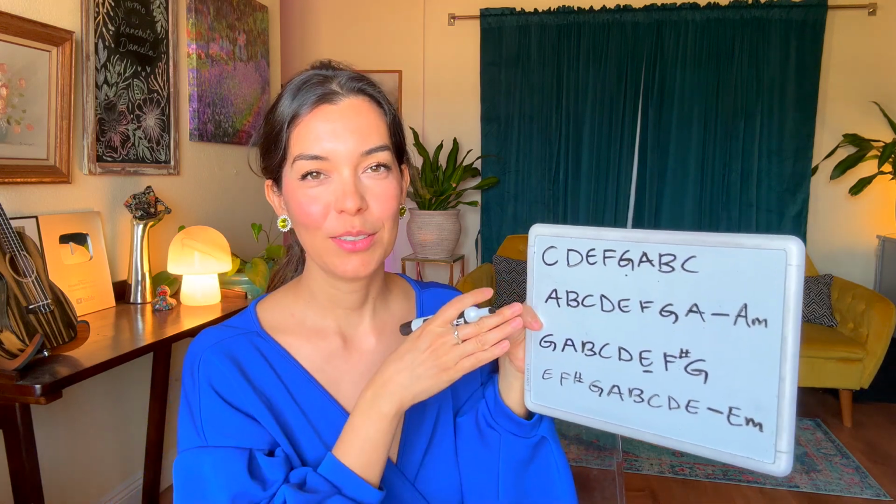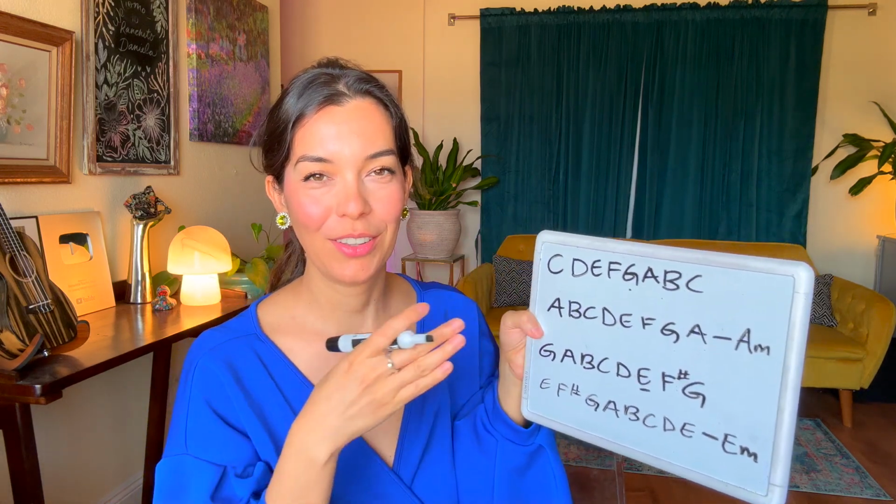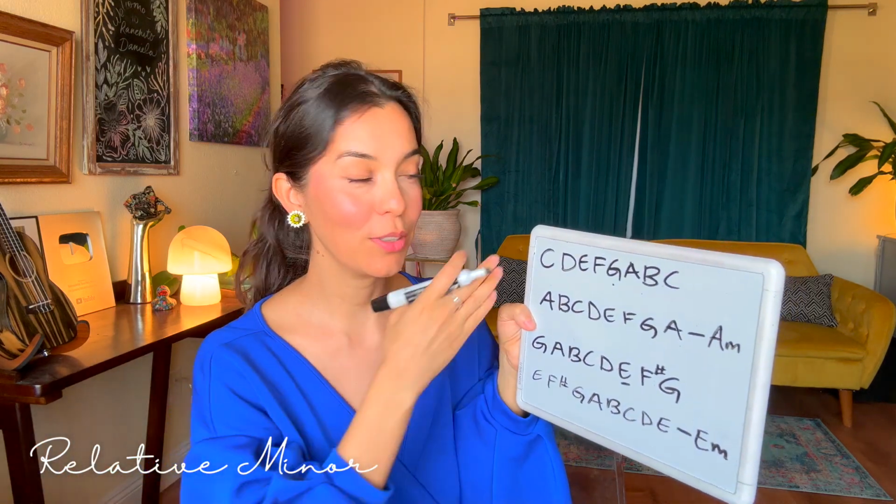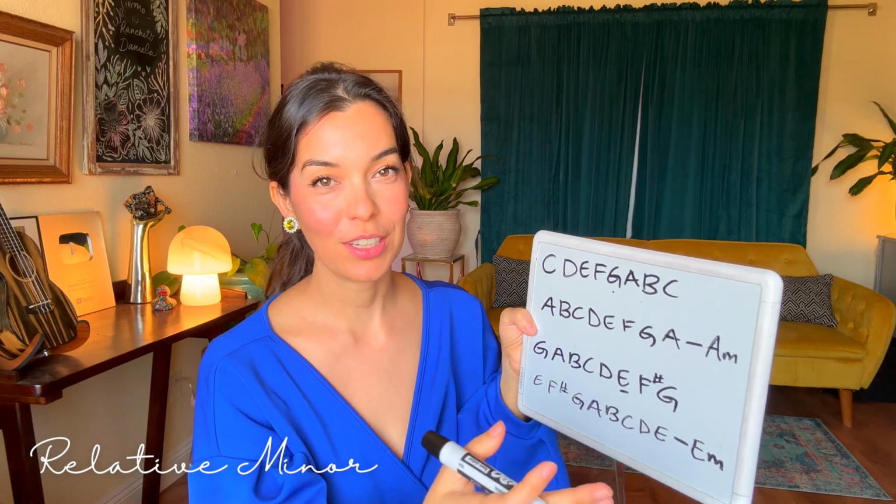Now these scales that are based off of a major scale, they do have a name. They're called the relative minor because they're related, right? They use the same notes. You're just starting in a different order.